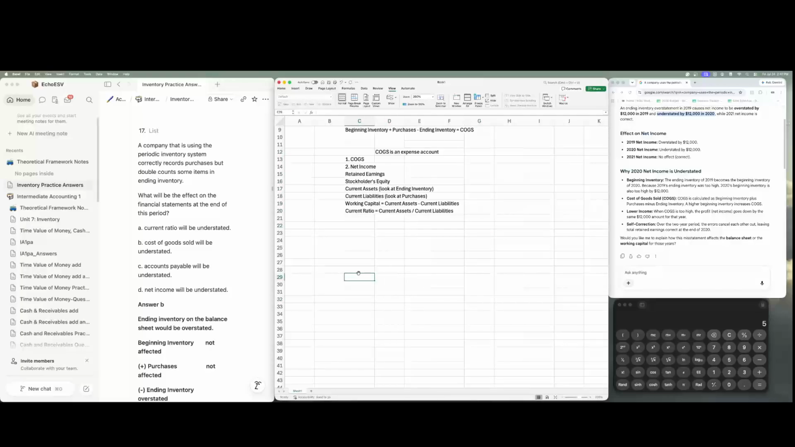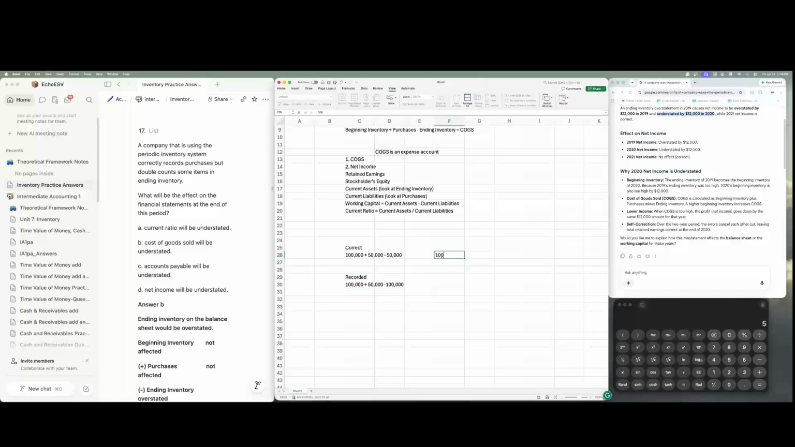A company that is using the periodic inventory system correctly records purchases but double counts some items in the ending inventory. So let's say the beginning inventory is correct at 100,000 and purchases are correct at 50,000. But the ending inventory should have been 50,000, and they double counted it, so now they counted it as 100,000 as the ending inventory.